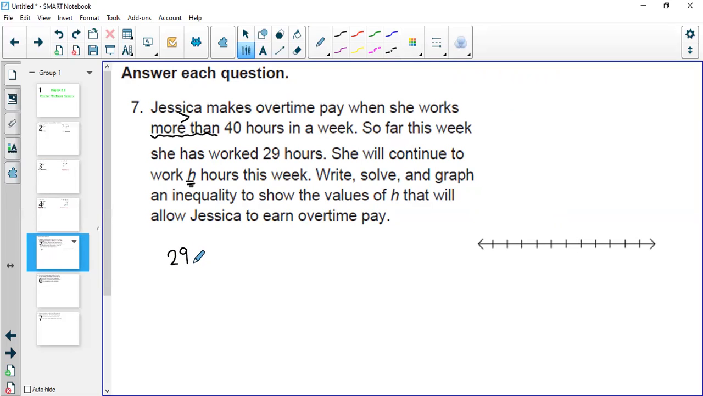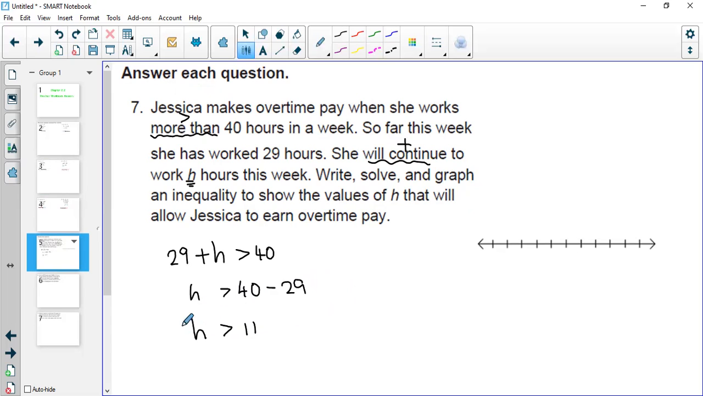So does that denote plus or minus? She will continue. Continue means does that give us plus or a minus sign? That is of course plus because she will keep working. Plus H, because H is the number of hours she will work. So it should be more than 40 hours. Only then she will get the overtime pay. So H is going to be greater than 40 minus 29. So H is going to be greater than 11, right? So she has to work for more than 11 hours to get the overtime pay.